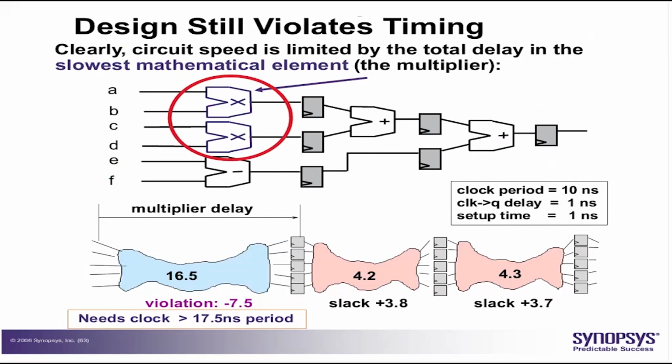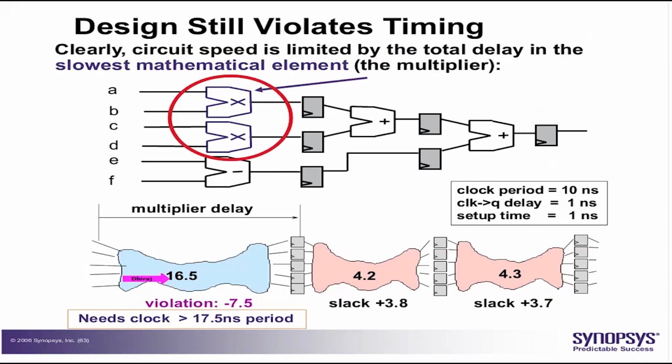So the design violates timing, right? Let's take some figures. Let's take the clock period to be 10 nanoseconds, clock to Q delay to be 1 nanosecond, setup time of the clock to be 1 nanosecond. Now, let's say the adder takes about 4. The total multiplier delay here is 16.5. The violation would be 7.5.